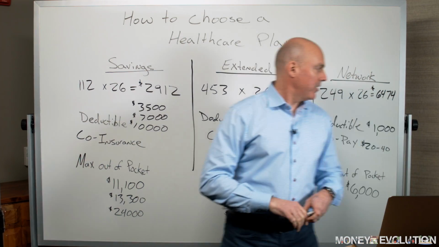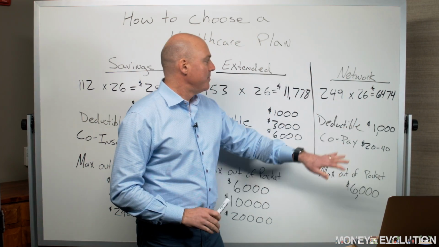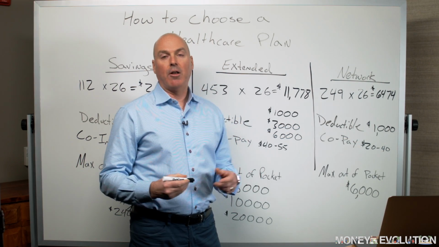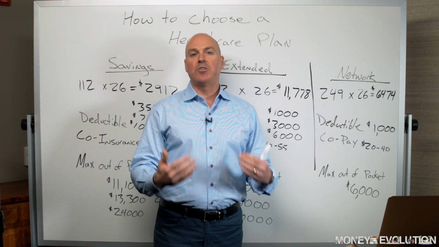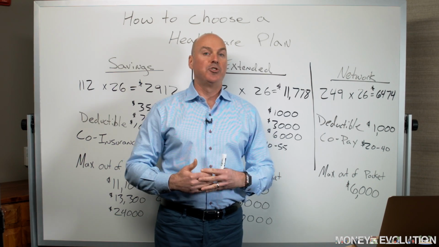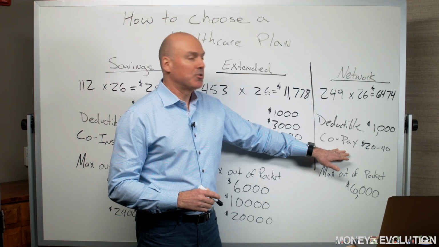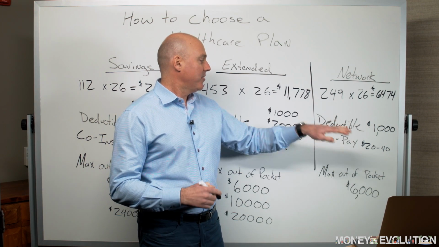And let's start, in fact, over here on the far right. So the basic network has a very simple deductible of $1,000. And what that means is that the first $1,000 of medical expenses, you're going to pay 100%. And the insurance company is only going to start kicking in money after that deductible is met.